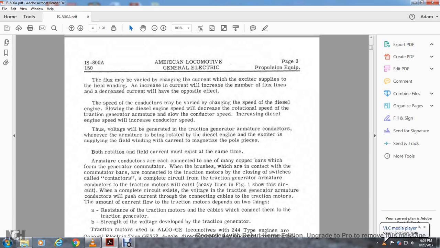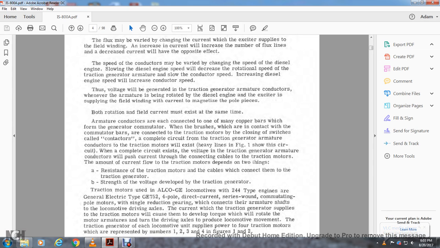The voltage from the traction generator armature conductor will push current through the connecting cable to the traction motor. The amount of current flowing through the traction motor depends on two things: A, the resistance of the cable connecting the traction motor with the traction generator, and B, the strength of the voltage developed by the traction generator.